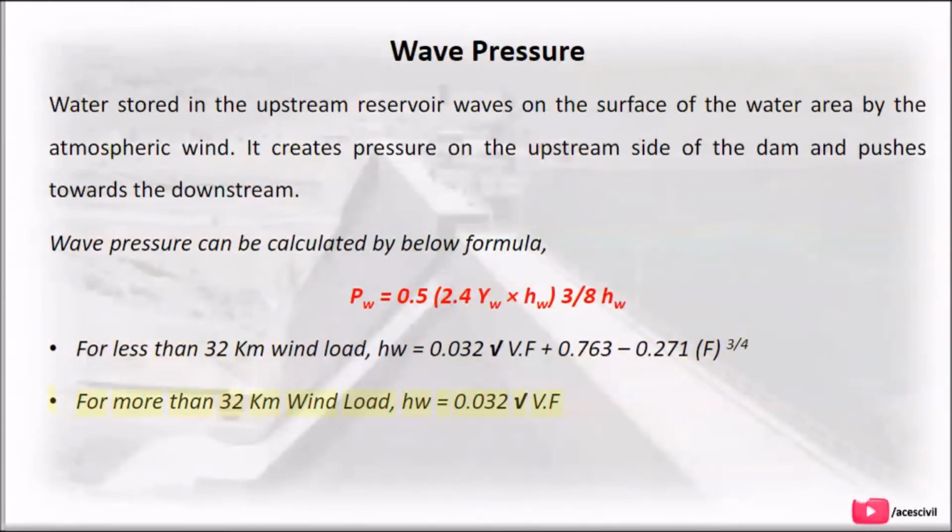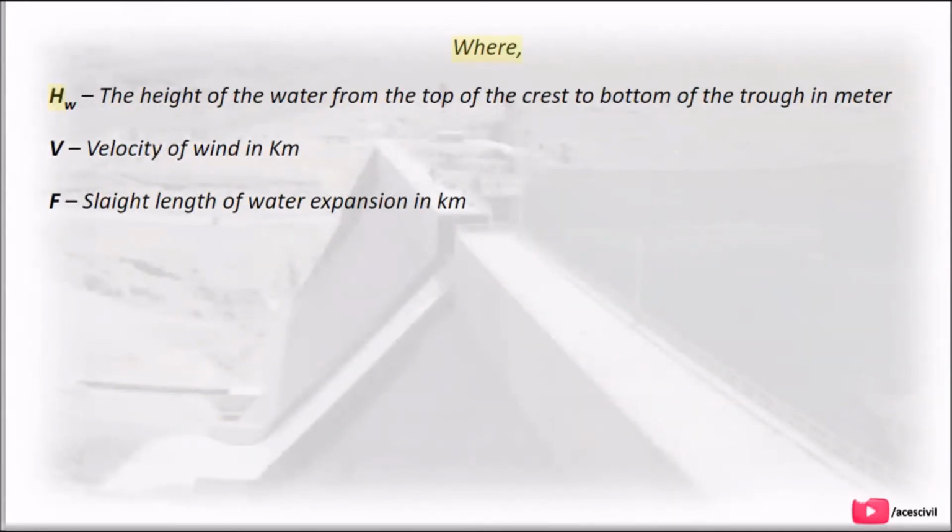For more than 32 km wind load, hw equals 0.032 √(VF), where hw is the height of the water from the top of the crest to the bottom of the trough in meters, V is the velocity of wind in km, and F is the fetch length of water expanse in km.